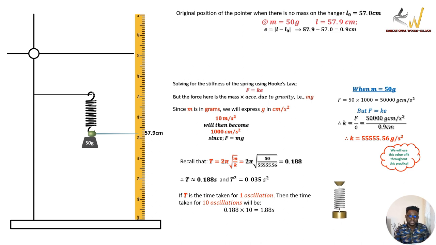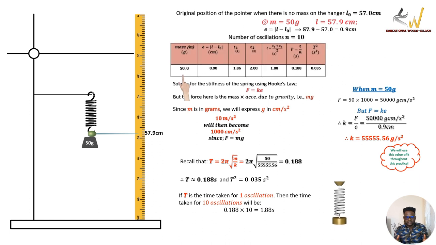Now the next thing we have to do is to fill in our table of values. Remember, we have our K. K is constant. We are going to use it throughout the experiment, and the value is 55555.56 for this particular experiment. Depending on the position of your pointer on the meter rule, it can vary, but this same procedure applies. So when the mass is 50 grams, the extension there is 0.9 centimeters. The time for 10 oscillations is 1.88, the period is 0.188 seconds, and the square of the period is 0.035 seconds square.